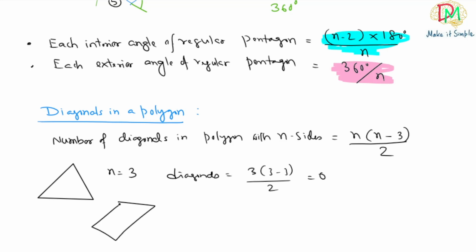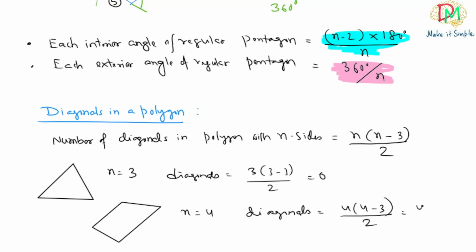So let's take one example. This is a quadrilateral. So here n is 4. So diagonals is equal to 4 into 4 minus 3 by 2. So this is 4 by 2, that is 2. Now draw the diagonals. This is one diagonal.